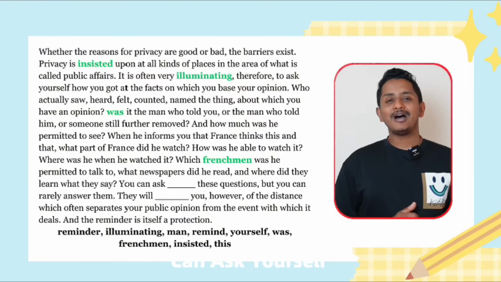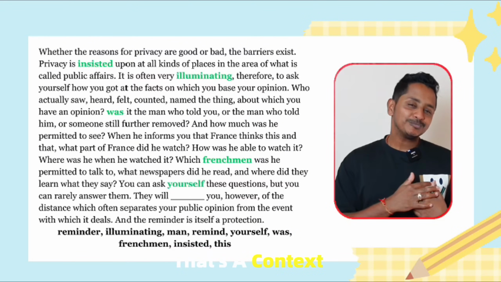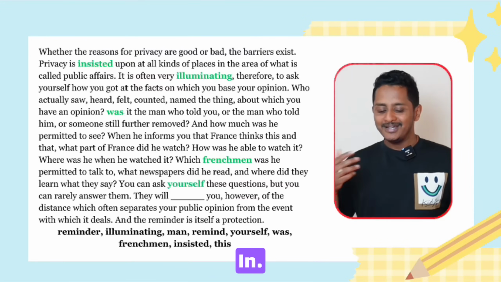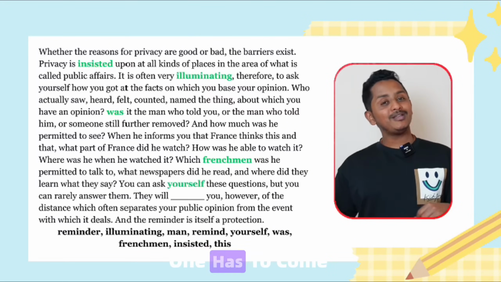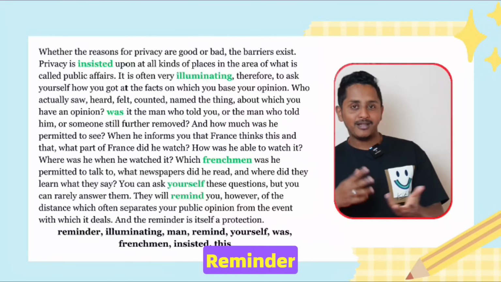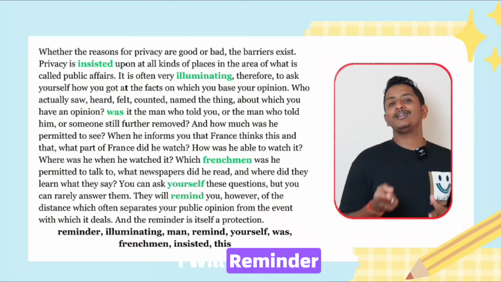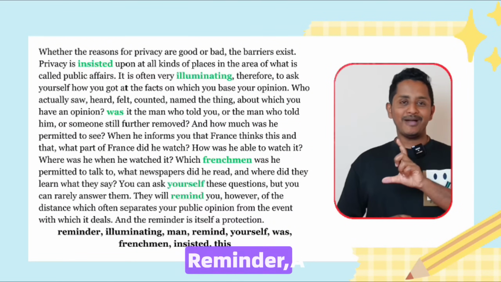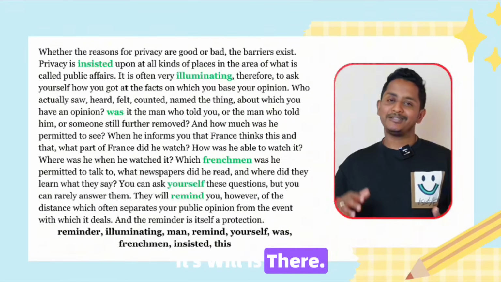The next is: you can ask yourself these questions. That's a context collocation, it just fits in. After will, a verb 1 has to come: remind you, not reminder you. I will remind you, not I will reminder you. Okay, I'll keep a reminder, will is there, they will remind you.